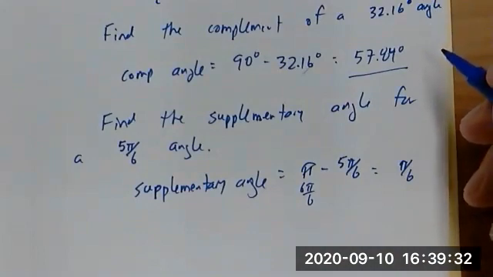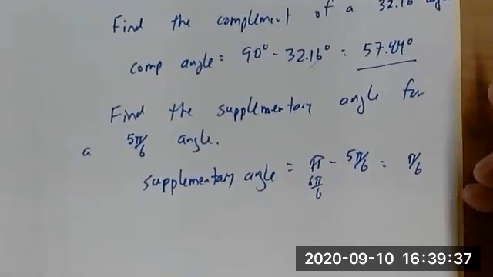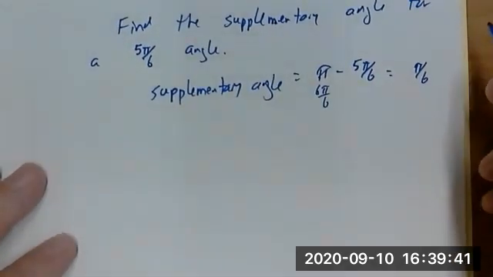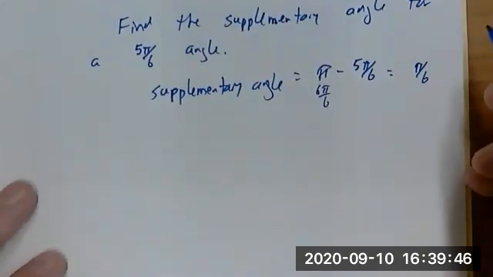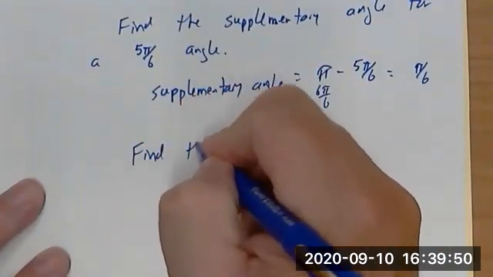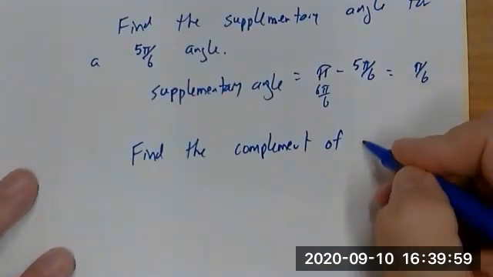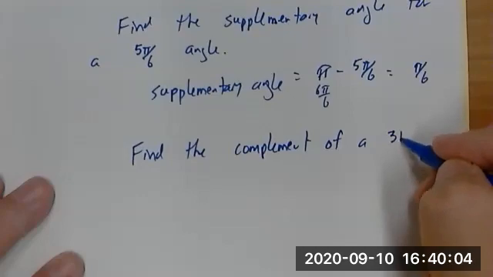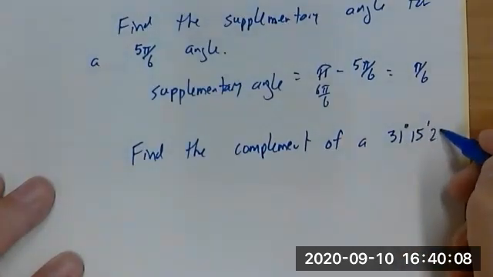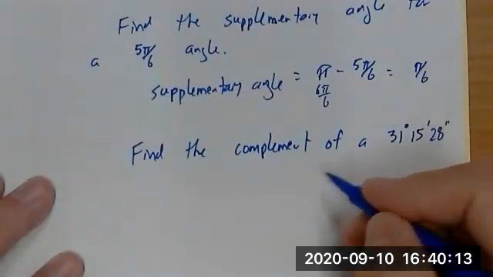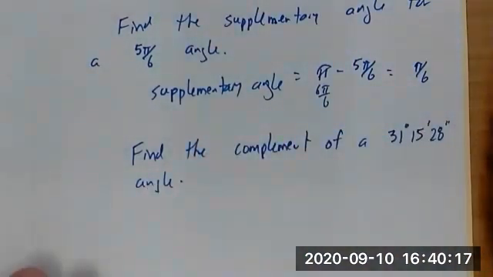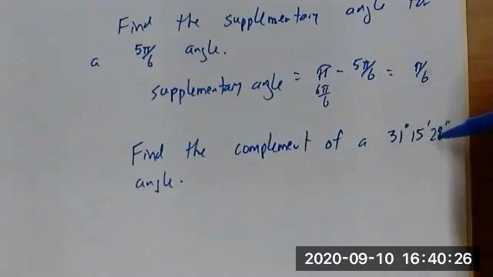Now let me give you one more type of complementary and supplementary problem that is a little trickier. Let's go back to a complement, and this kind of problem is only going to be in degrees, and you'll see why in a minute. Find the complement of a 31 degree, 15 minute, 28 second angle. So my initial angle is now written in degrees, minutes, seconds.